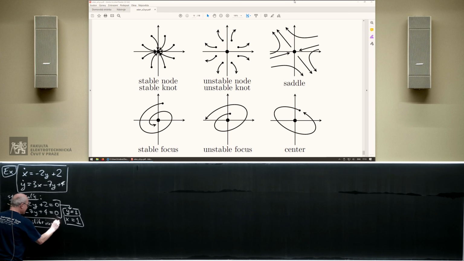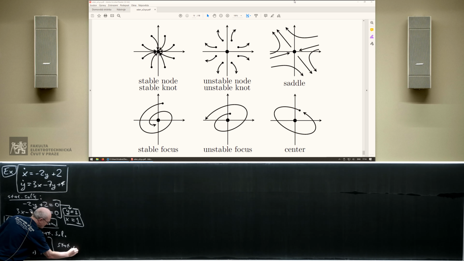Or if I want, I can talk about solutions. I can say that (x_s(t), y_s(t)) is equal to (1, 1). That's a stationary solution. Or perhaps you may want to say that x_s(t) and y_s(t) are both 1. That's a stationary solution. And of course, I should put the region of validity always. And also here.